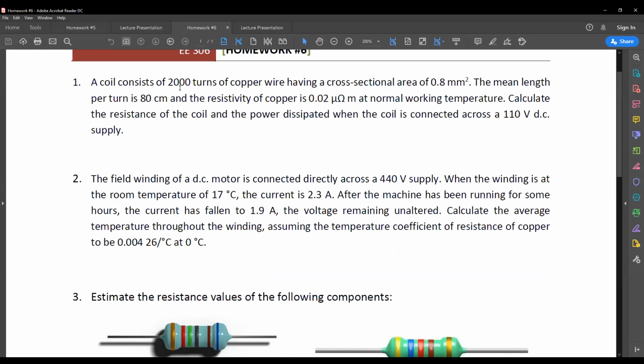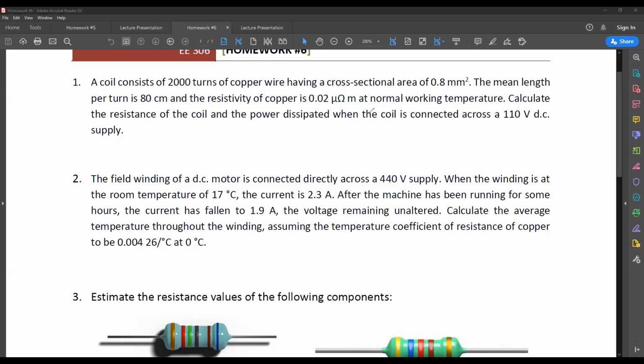Here you have a mixture of different things. Actually, this is very simple. You have a coil consisting of 2,000 turns. Let me annotate that as well. So you have 2,000 turns, and you have a cross-section area of 0.8 millimeters squared. The length per turn is 80 centimeters. The resistivity is given like this.